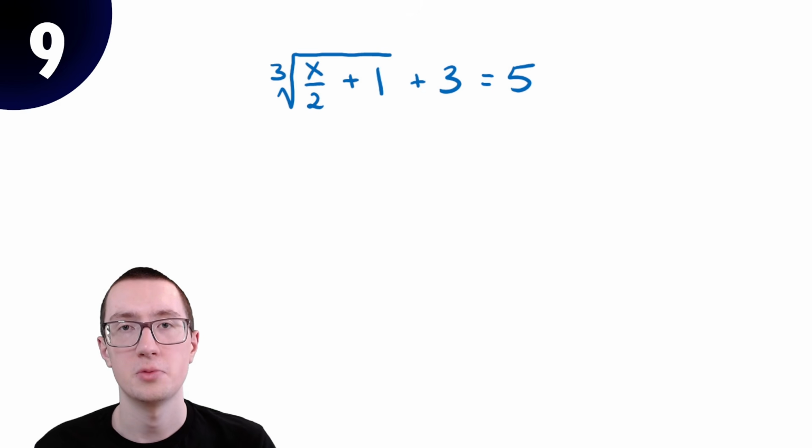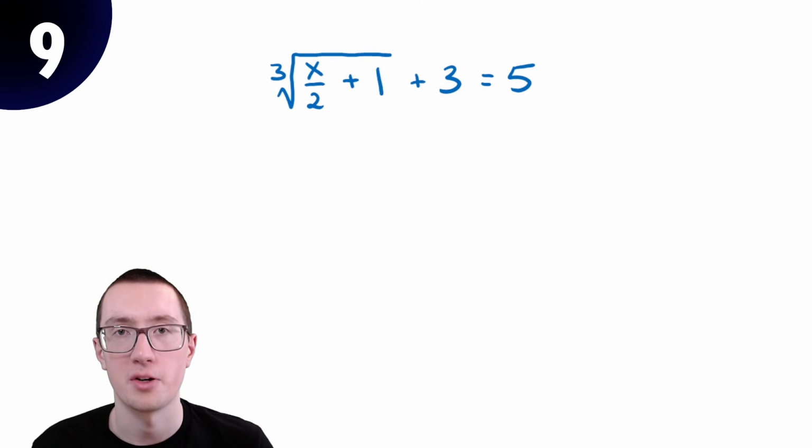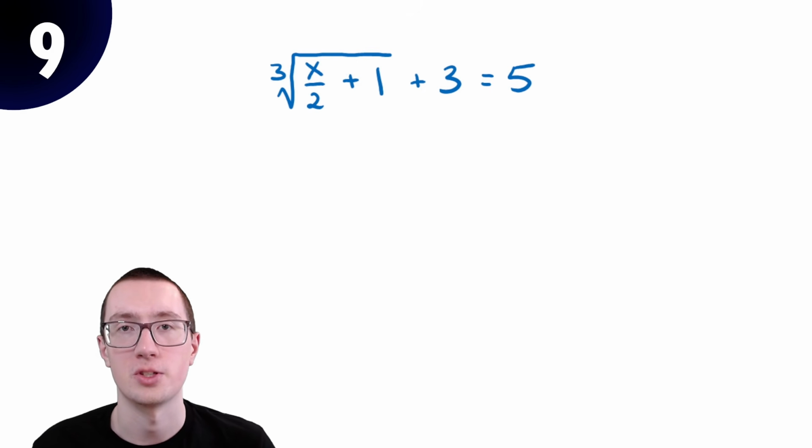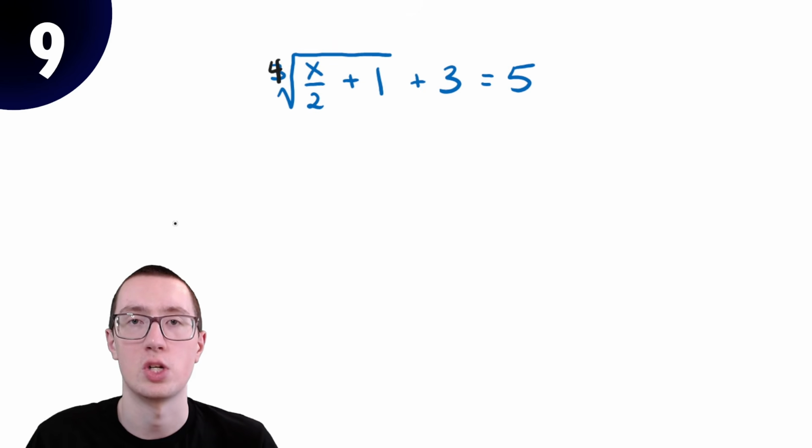All right, 2 more problems. For this one, we need to solve for x again, but this one we have a cube root in it. Now, a cube root is basically the same thing as a square root, except that a square root does the opposite of squaring, but a cube root does the opposite of cubing, which is putting something to the power of 3. And you can put any number you want here. You could put a 4 here, and then it would be the opposite of putting something to the power of 4, or whatever number you want here.